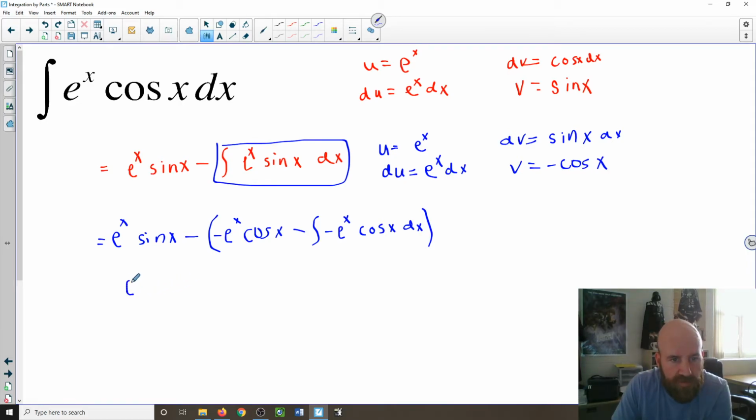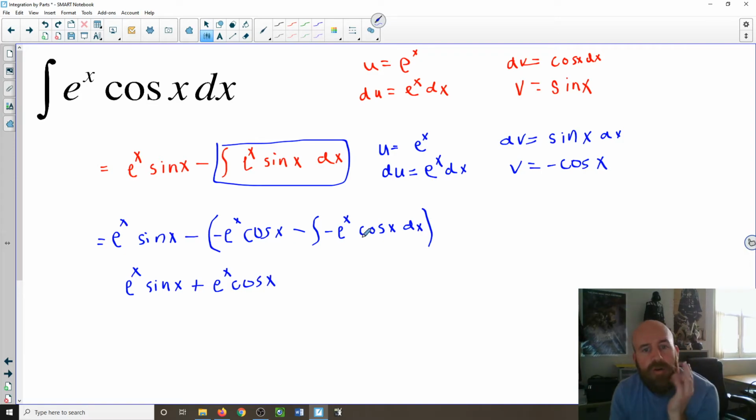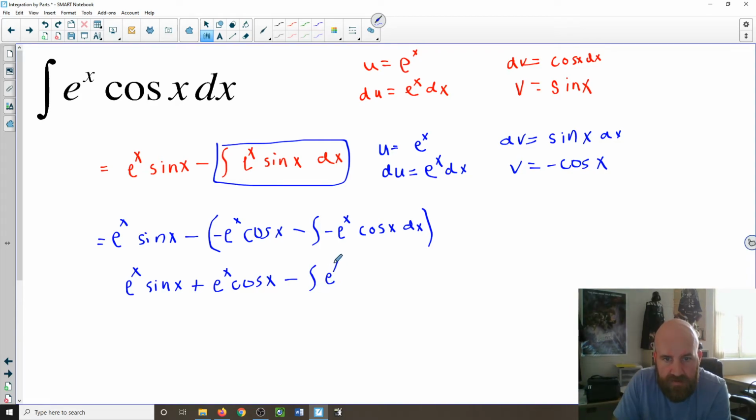We have e to the x sine x. We have to carry this negative through to the inside, so we have a negative negative, so that's positive. So positive e to the x cosine x. We have negative negative in here, so that's going to be positive when we pull that negative out, and then we carry the negative in, so it is subtraction of our integral of e to the x cosine x.